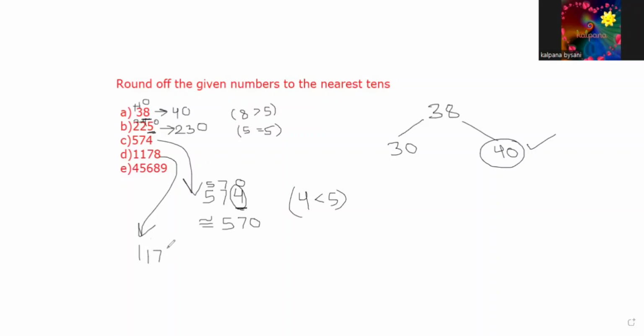Now, think for 1178, children. Think and guess what will be coming? Yes, your guess is correct. The ones place will become 0 and the tens place will become plus 1, so 7 and 1 makes 8. So how much will it become? 1180.